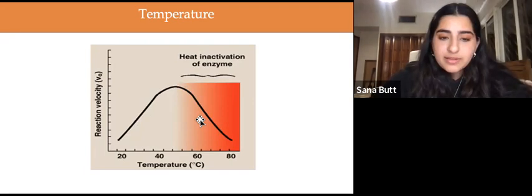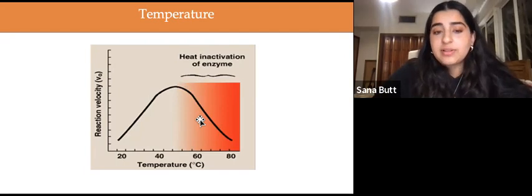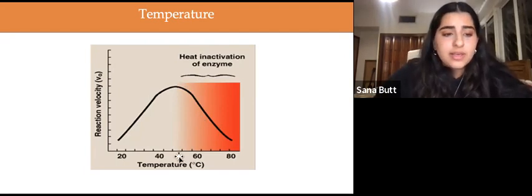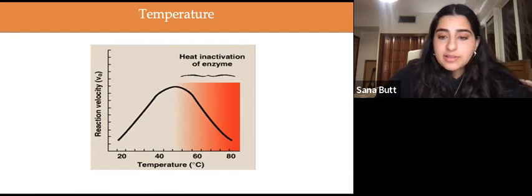For most enzymes, the optimal temperature is within your body's temperature, 35 degrees Celsius all the way to 40 degrees Celsius. But most enzymes are usually fully denatured by 70 degrees Celsius. And this graph summarizes and explains all of that.